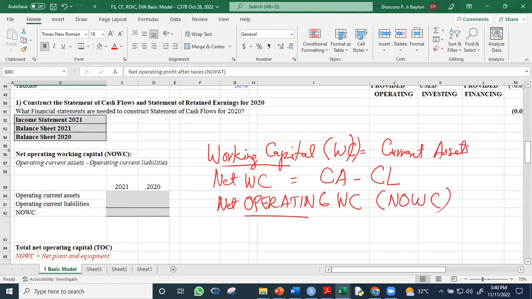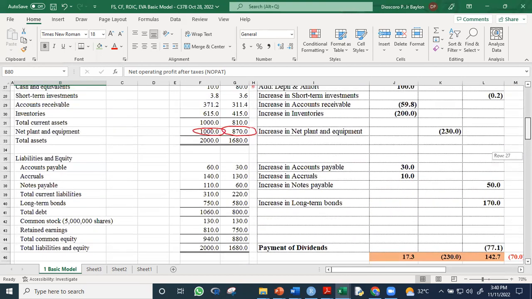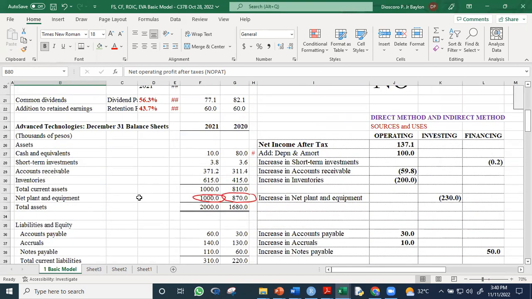Okay, so what's the difference between net working capital and the net operating working capital? Well, of course, obviously, it's the word operating. But let me explain that by going to our balance sheet. Okay, so this is our balance sheet. And then this is our total current assets.